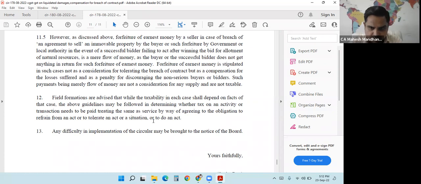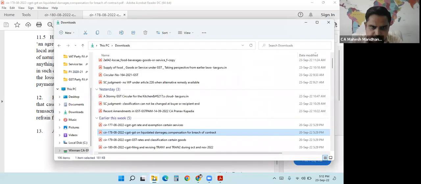Now coming to the next circular. So we have seen circular numbers 178 and 180. Now we will see circular number 177. I am not highlighting circular number 179 because it deals with certain specific goods which may not be applicable to all businesses. They are very specific and special goods. So I'm not taking you through circular number 179. Now we are going to circular number 177.